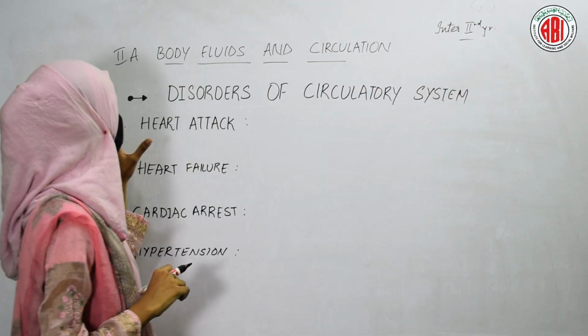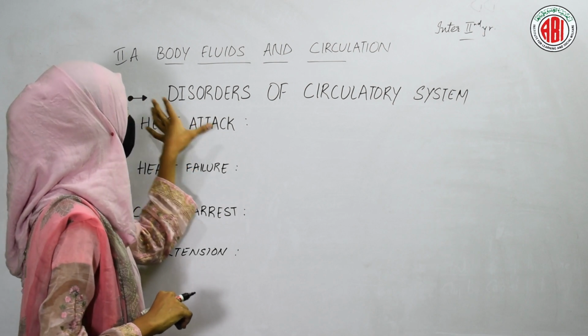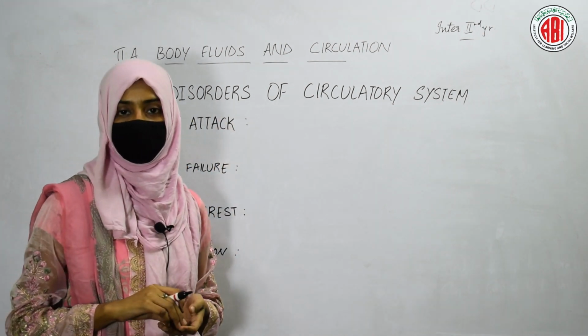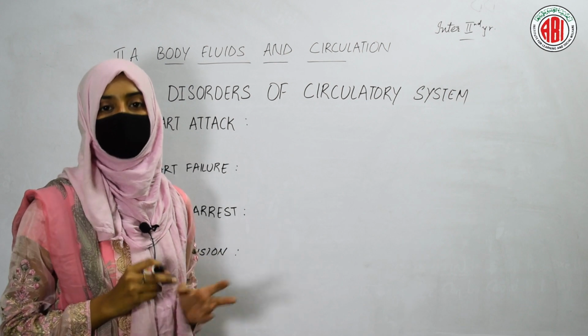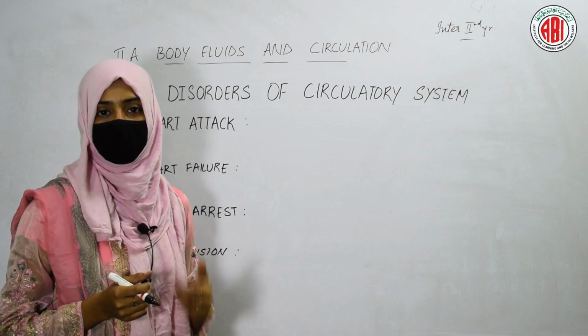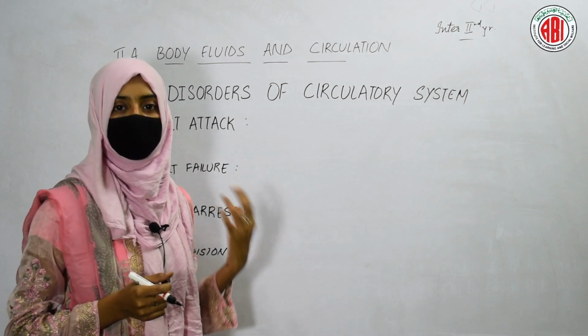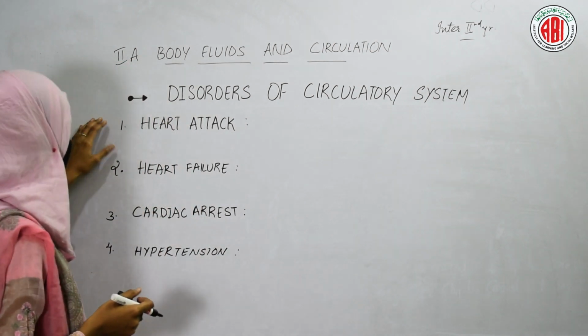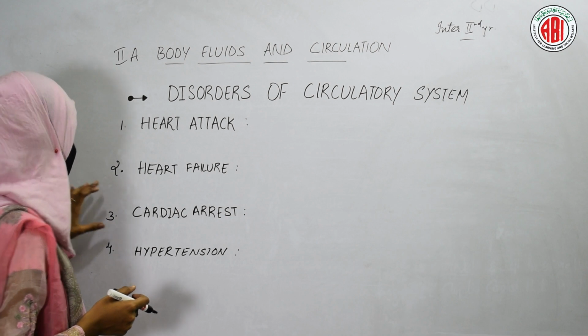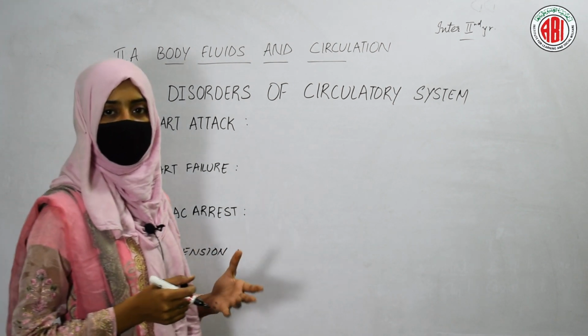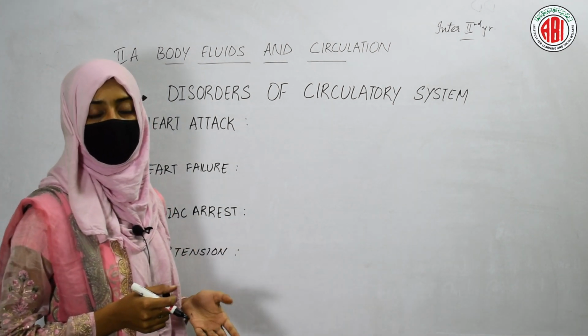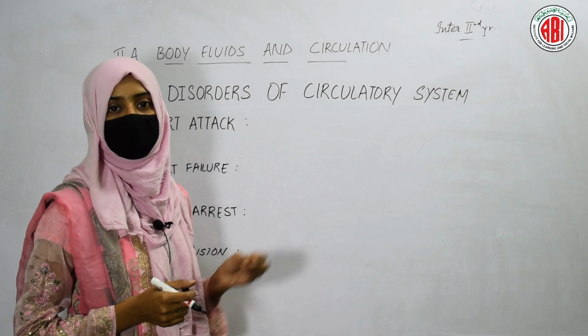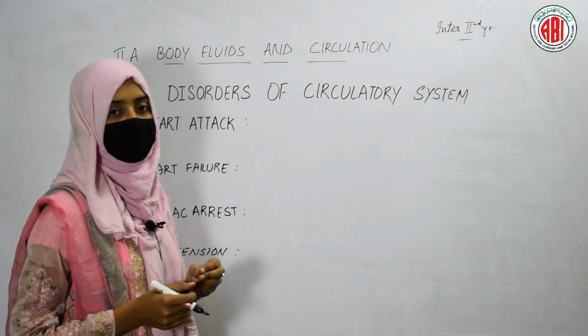Let us study the last topic of this chapter, that is disorders of circulatory system. If any disturbance happens in our circulatory system, then it leads to different diseases and disorders. Some of them are heart attack, heart failure, cardiac arrest, hypertension, CAD, angina. These are some of the disorders that can be seen in our circulatory system.